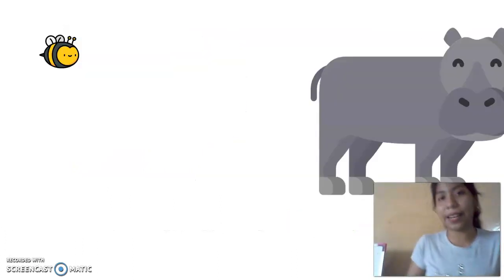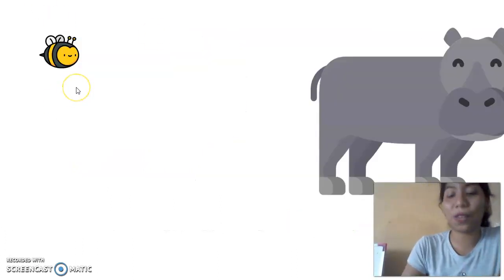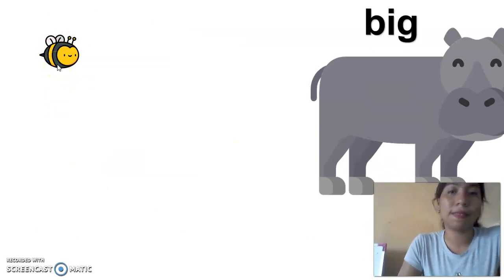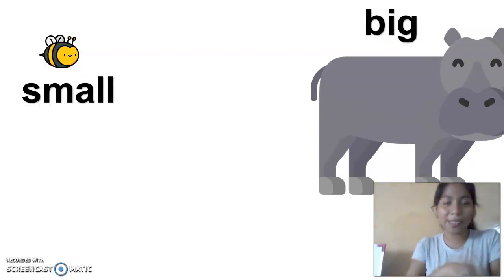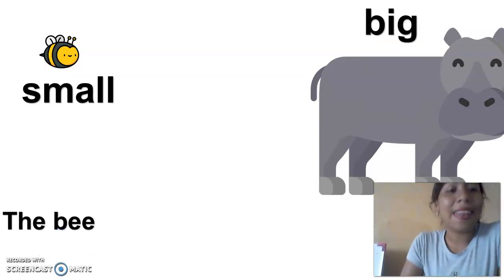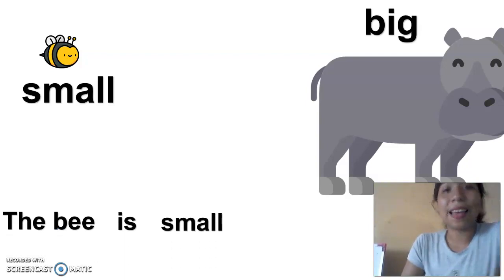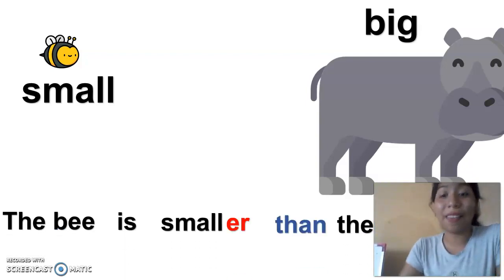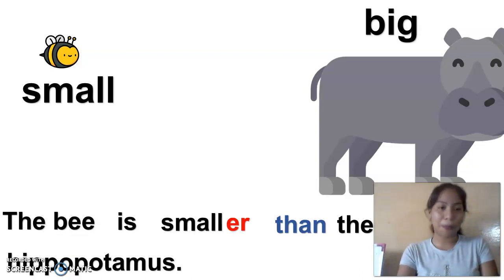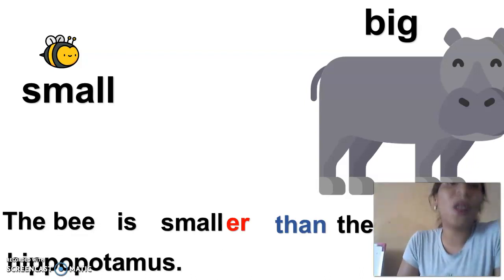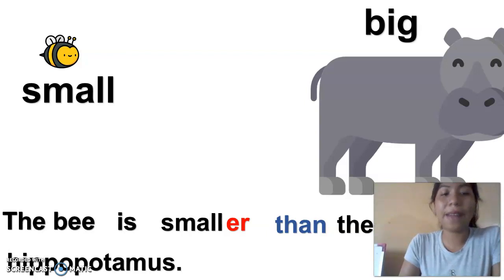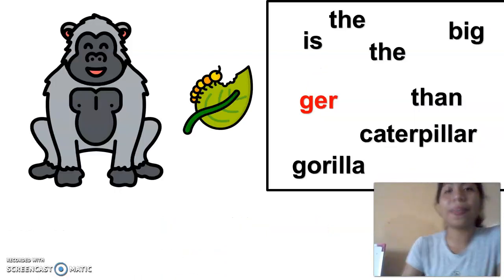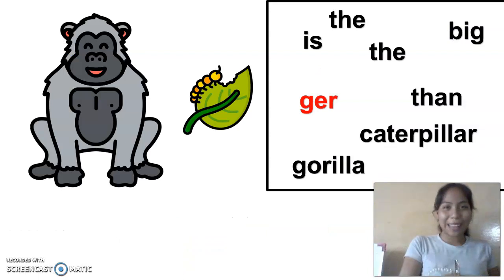Now we have another example. It's the opposite. This animal is small and the hippopotamus is big. So how could you compare this? This way. The bee is smaller than the hippopotamus. The bee is smaller than the hippopotamus. Okay, you can see. Now I prepared some activities.